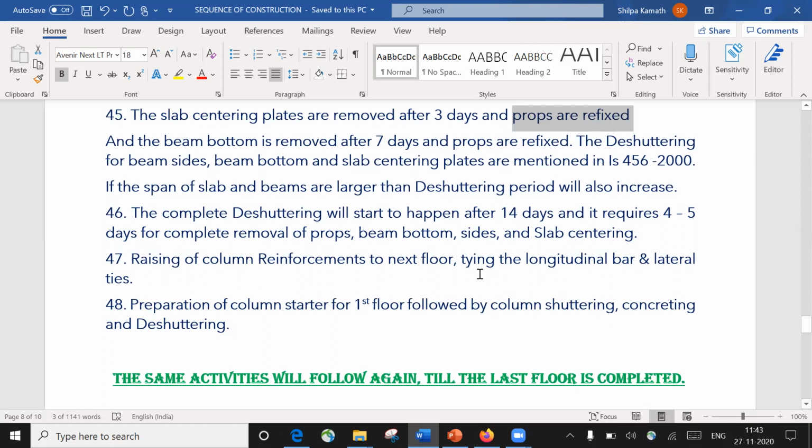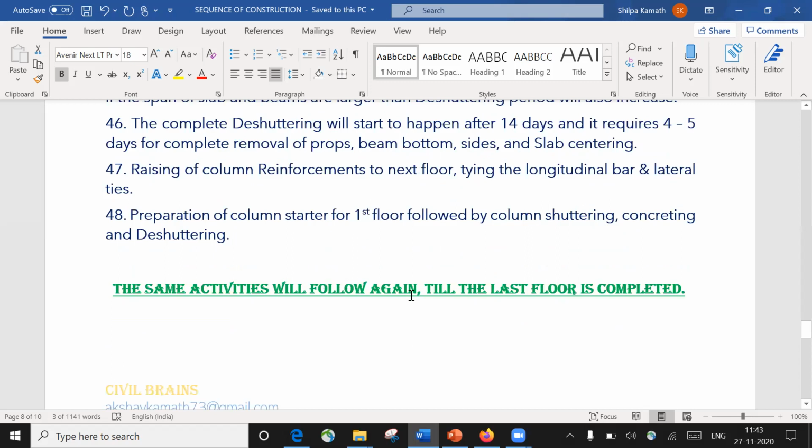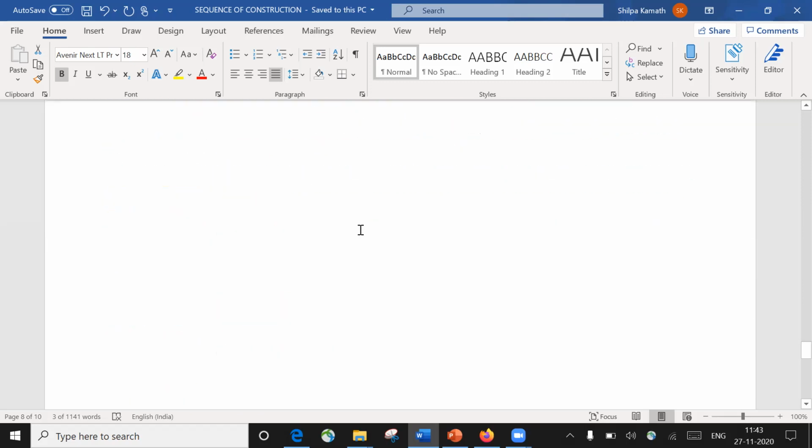Since it's a residential project, you have to just lift up the floor, right? First floor, second floor, third, fourth, and so on. So the procedure remains the same. So this is how we are going to do it. The same activities will follow again till the last floor is completed. Let us say you want to construct up to G plus 5. Again, whatever I explained, let us say up to the first floor I have explained, second floor, third floor, fourth floor, and fifth floor, the same procedure will happen, right?